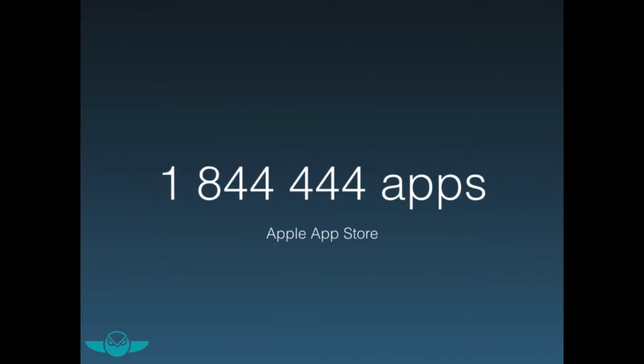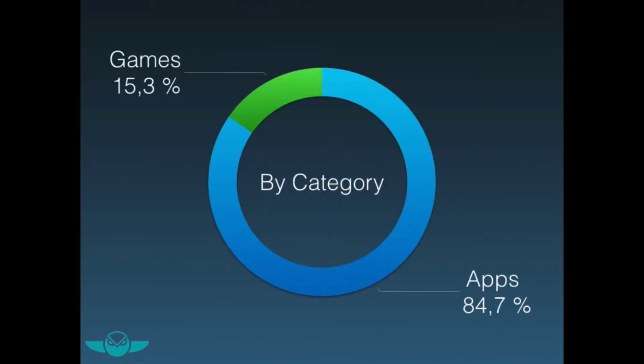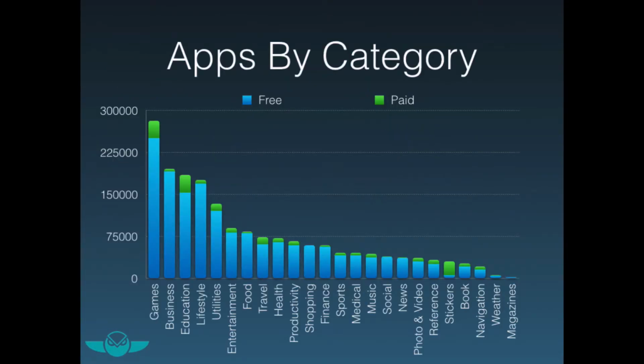Now, if we take a look at the App Store again, there are almost 2 million apps. And among them, 15% are games. The rest are other categories. If you split the apps by category, the games will still have the most apps. Then there go business, education, lifestyle, utilities, and the long tail of other categories. Most of the apps are free, and comparatively few of them are paid.